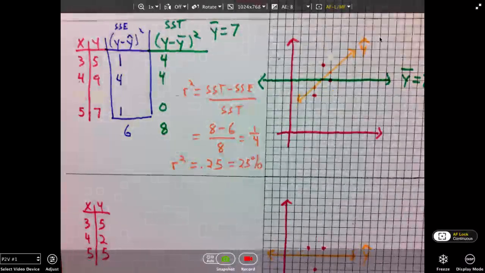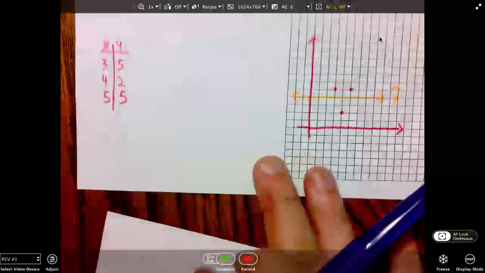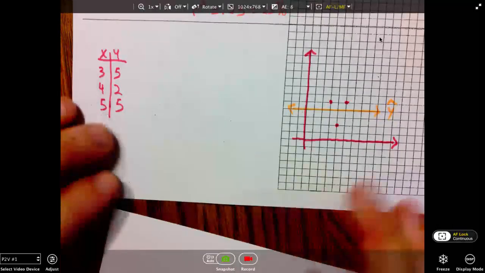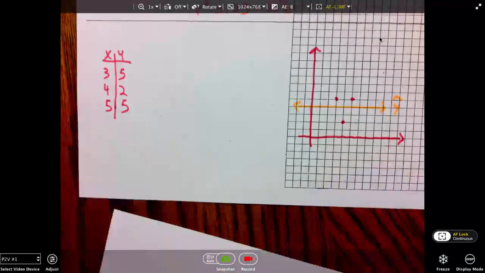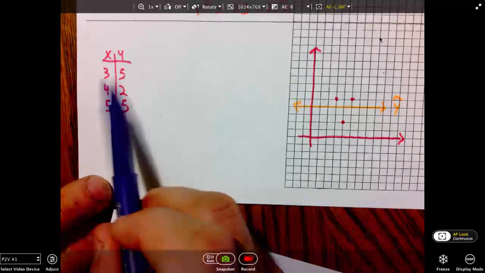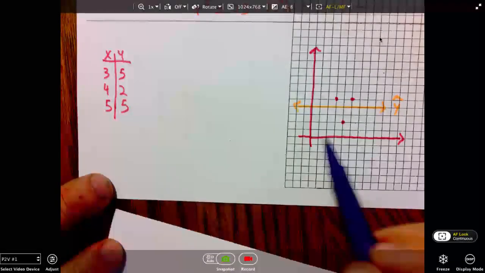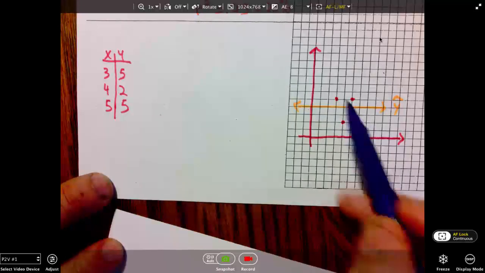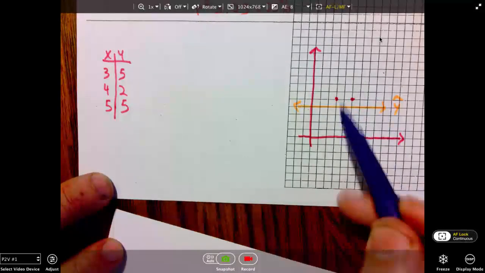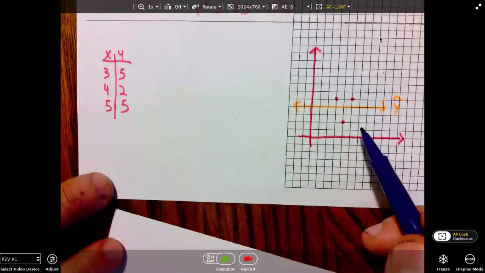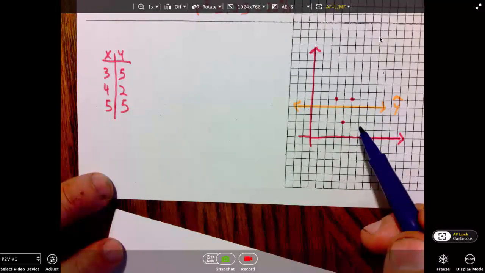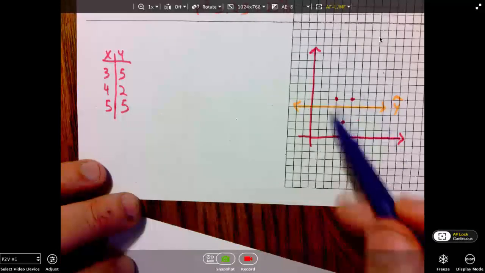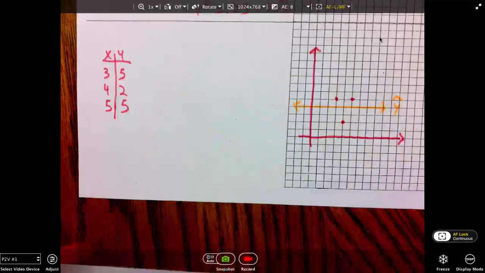Lastly, we're looking at 3, 5; 4, 2; 5, 5. You get this V-shaped arrangement. As you might imagine, the correlation here is 0. We should not even perform a linear regression here because clearly this is not a linear situation, but for the purposes of this exercise we will.